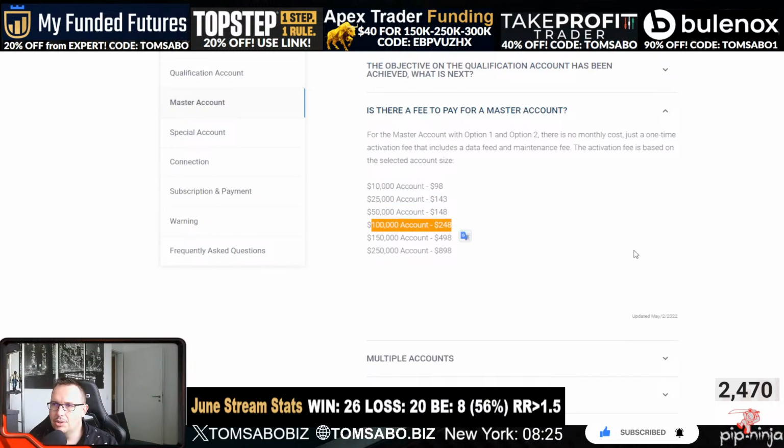The 100K is $248. I suggest don't go bigger than a 100K account with Bulenox because the activation fee is insane. $500 and $900 for the 150K and 250K. I would suggest to go maximum with a 100K account. The ideal is 50K, and I know many people like the 25K. Don't go with the 150. The activation fees are mental here.